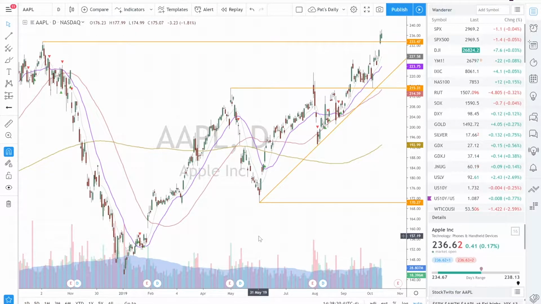One of the most common questions we get at Wanderer is how to calculate the risk on an option. So I want to go through another example of that today. I just received a question about Apple, so I'm going to use that as an example here. So we've got Apple stock.